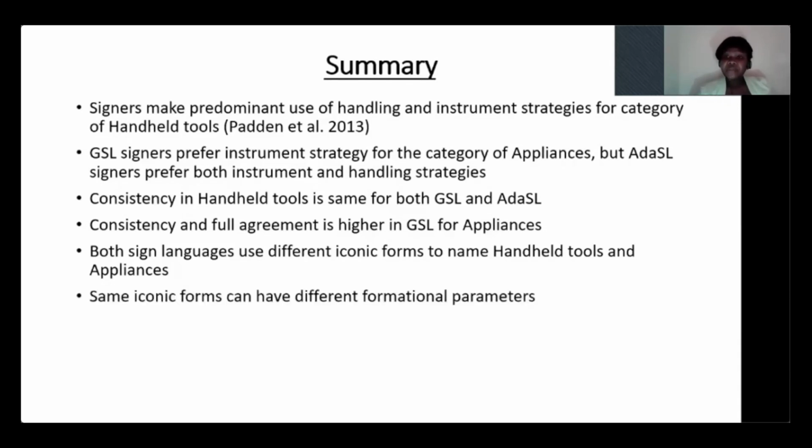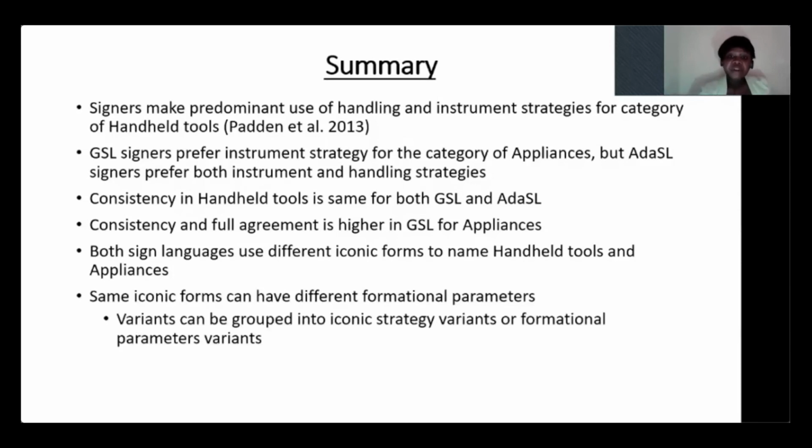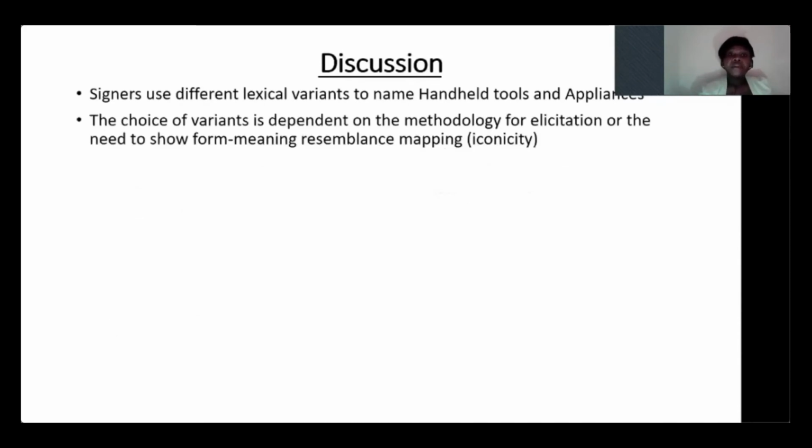We've seen that the same iconic forms could have different informational parameters. So here we indicated that variants in sign language can be considered either by looking at the iconic strategy or by looking at the informational parameters of the sign. The choice of a variant is dependent on the methodology for the elicitation or the need to show form meaning mapping. For example, if Ghanaian Sign Language signers were shown words, obviously most of the signs would have been less iconic as compared to being shown the object itself, or signers having the need to show an iconic base of the sign, for example, using TV trays as compared to just TV.